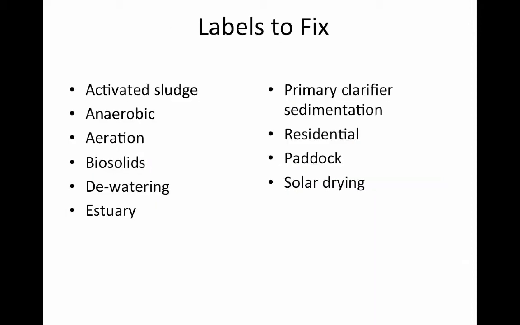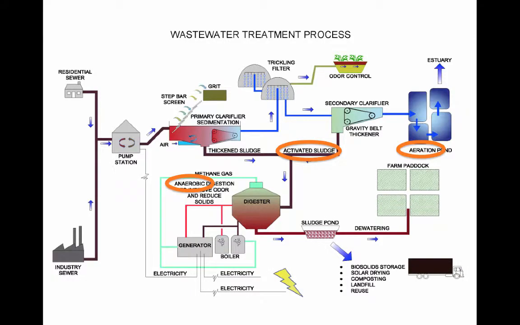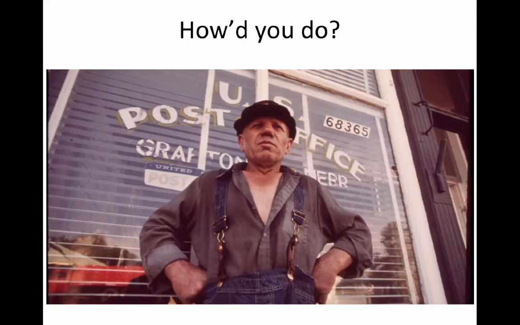Here are some of them as we saw them: residential, biosolids, dewatering, estuary, paddock. If I don't know what aeration is, then I say, oh, this goes to a pond. A pond? Is that the pond down near the ballpark? You can imagine the interpretation that winds up being misinterpretation. So how'd you do with the vocabulary?